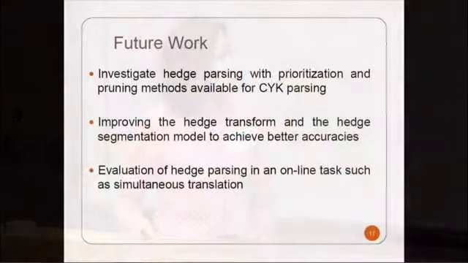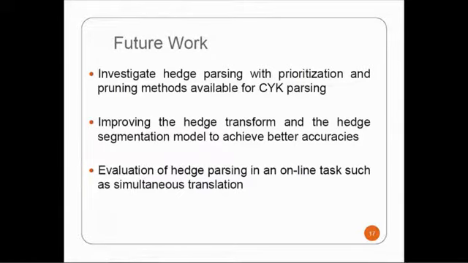And these are a few future directions. The first is to investigate hedge parsing in combination with the methods that are available for prioritization and pruning of the cells of a CYK parser. The other direction is to improve the hedge transform and hedge segmentation model to achieve better accuracies. And the other is to really evaluate the hedge parsing idea on a real task like incremental translation.